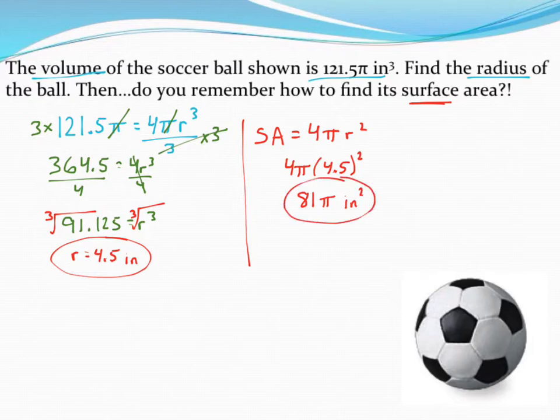If I want the approximate surface area, just replace pi with 3.14, or whatever you use for pi. So 81, I'm going to use 3.14, gets me an approximate surface area of about 254.34 square inches.